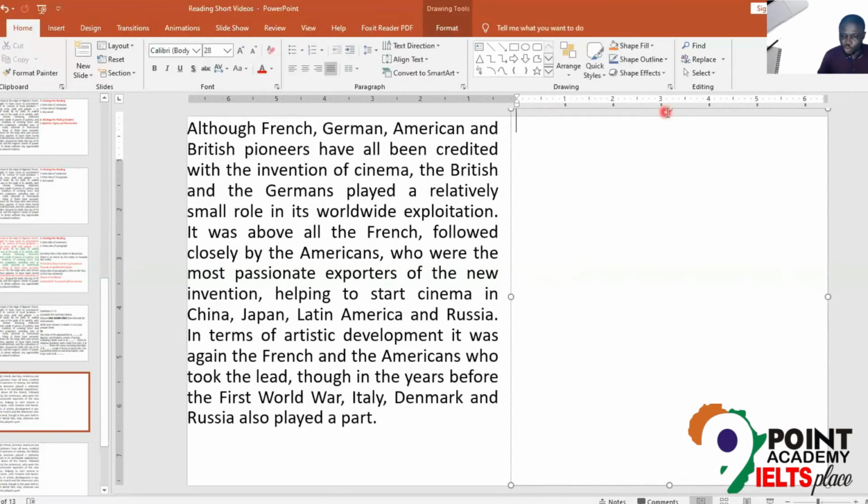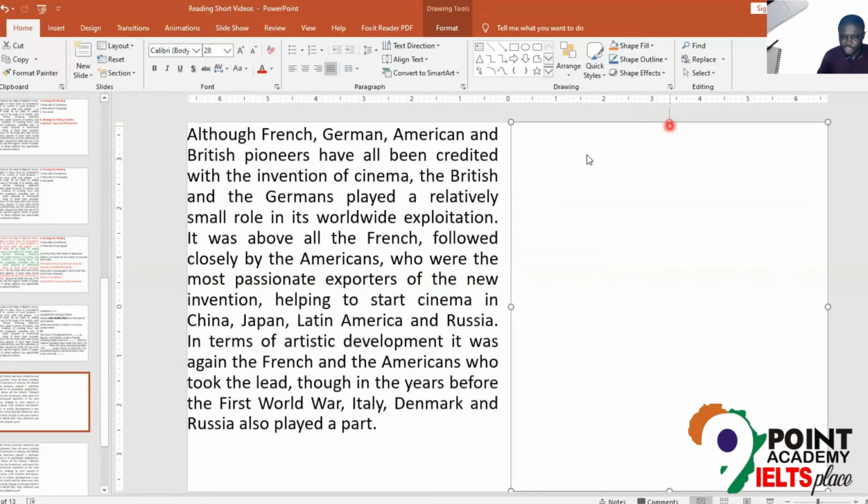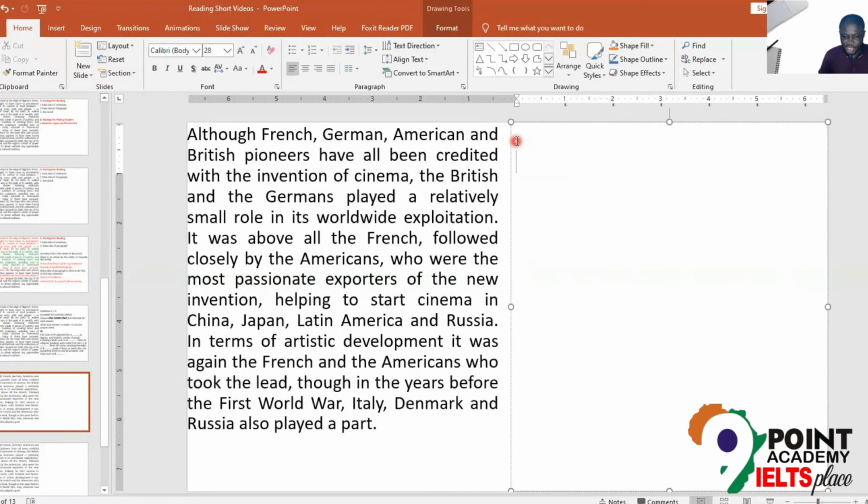So the thing here is, look at this. It says, although French, German, American, and British pioneers have been credited with the invention of cinema, the British and the German played a relatively small role in its worldwide exploitation. What is the main issue? They were mentioning the names of countries. What you need to do is say countries.